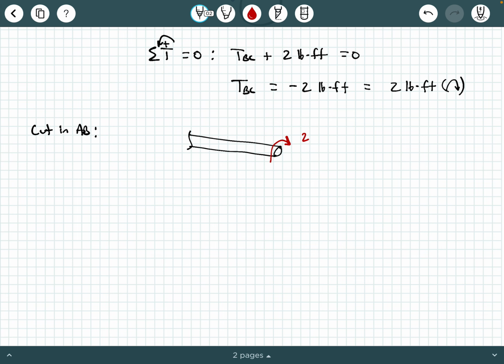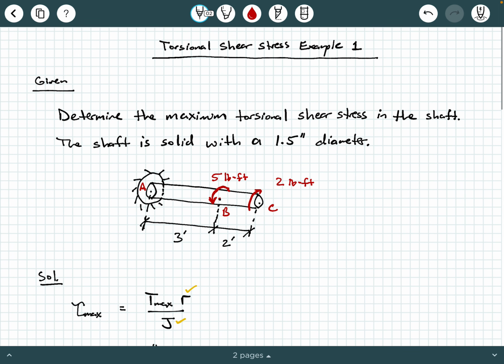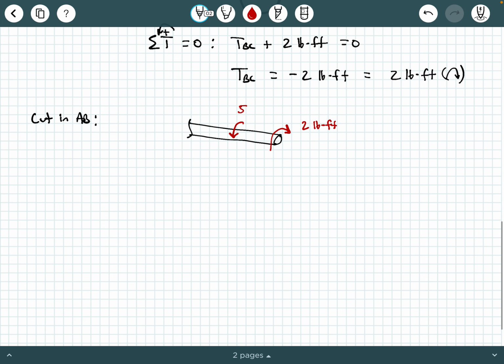So I've still got my 2 pound-feet here. And then at this point, I've got, what was that value? 5 pound-feet at point B. And then we have a 2-foot dimension line in between those two. And then I have this unknown TAB. Again, I'm assuming this direction because it is currently unknown.